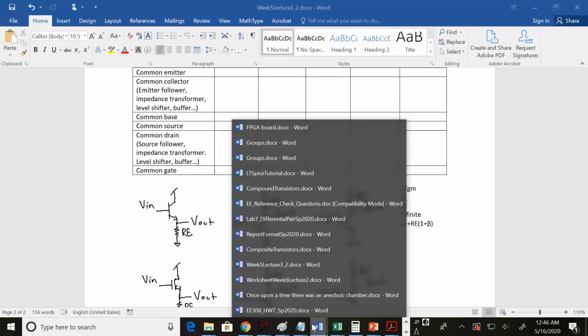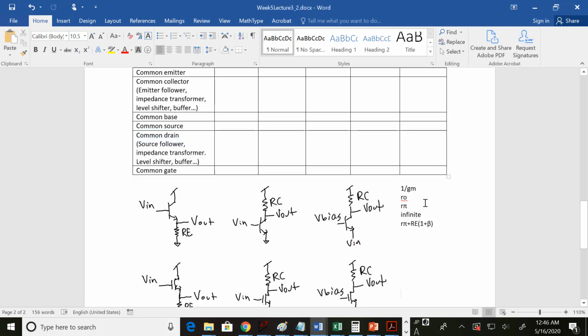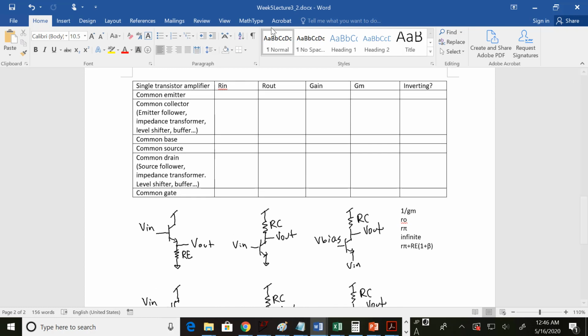This video is about questions 5 and 6 on the homework. Question 5 is preparation for number 6, so let's look at the answers to question 5 first. Question 5 is the table in week 5, lecture 3 under bar 2, that handout we were going to do in class but didn't have enough time for. This is filling in this table: finding the R in, R out, gain, GM, and whether it's inverting for each amplifier.